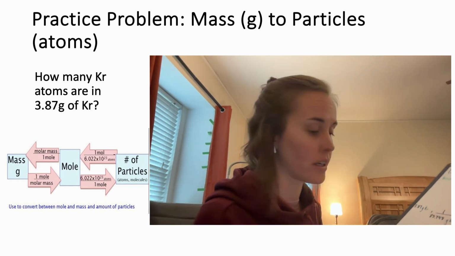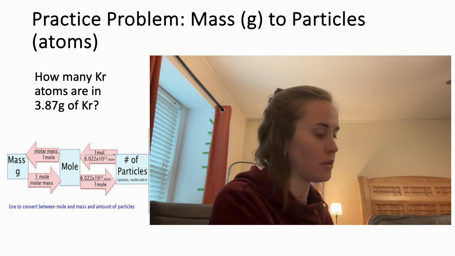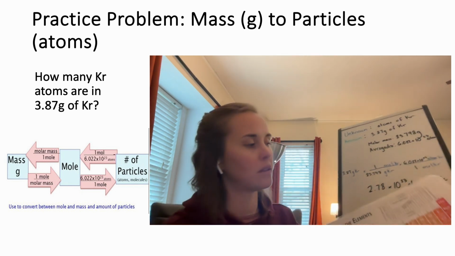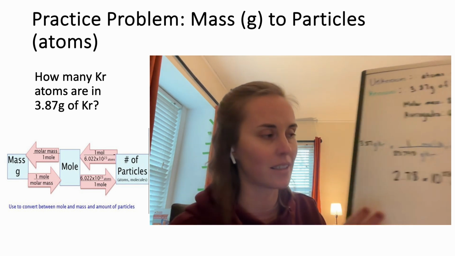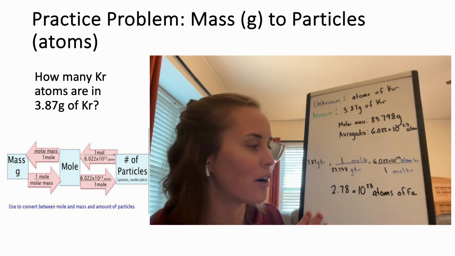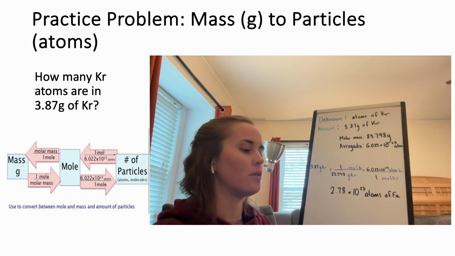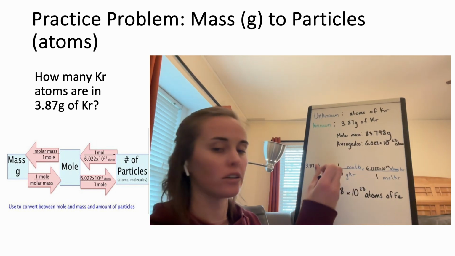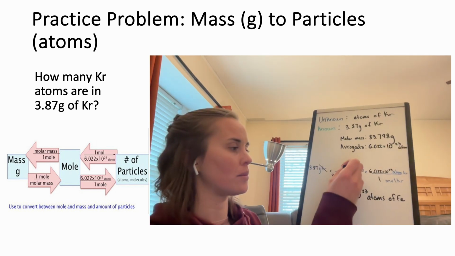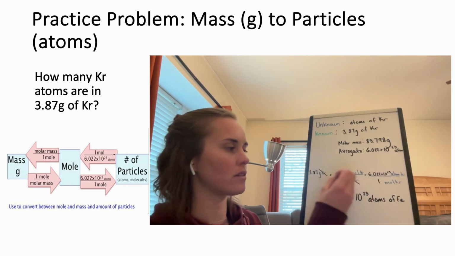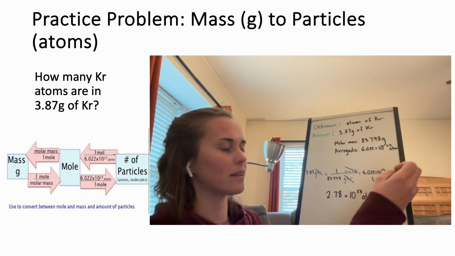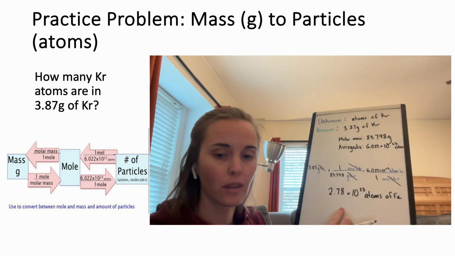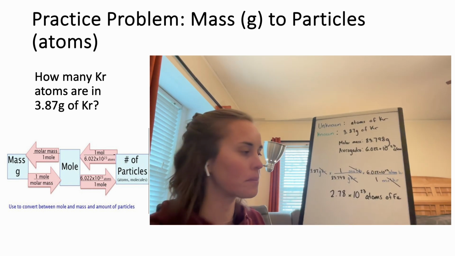So now that you've calculated your answer, you will get 2.78, oh man, sorry, that does not work, 2.78 atoms of krypton. And you know that that's right because you're able to cross out your units as you went. Grams of krypton cancel out, moles of krypton cancel out, and that's left with atoms of krypton. So you know that this is the answer you're looking for.